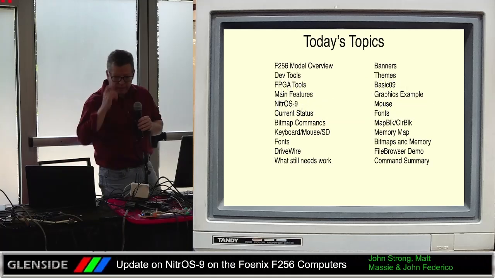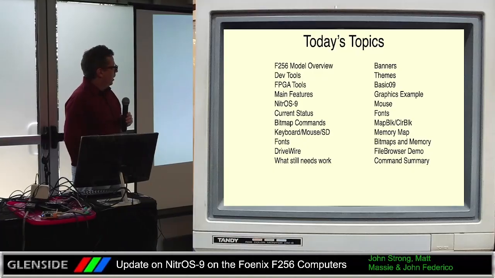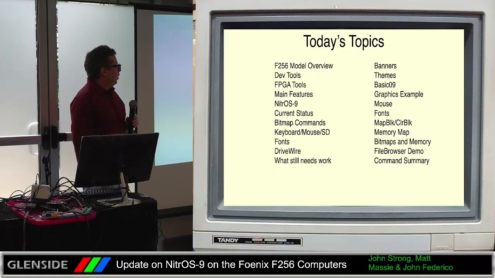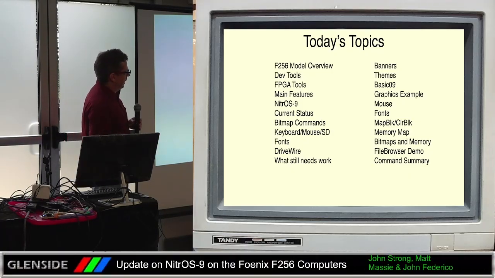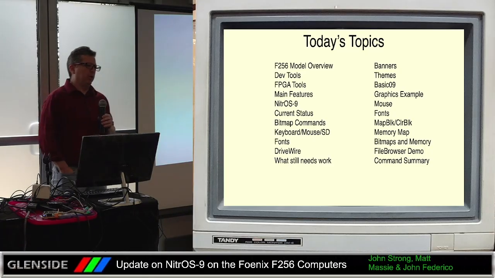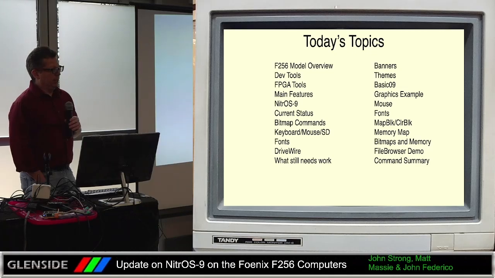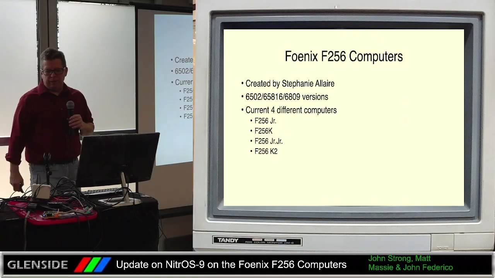And so today's topics, we're going to talk about the model overview for those of you who don't know what the computer is and what features are in it. We're going to talk about some of the dev tools, the FPGA tools you might have to use. Then we'll talk about the main features of the computer, and then we'll talk about NitrOS-9, including the current status and bitmap commands. We'll talk about the keyboard, mouse, and SD card, fonts, DriveWire, and then what still needs work. And then I'm going to turn it over to Matt, who's going to talk about some Basic09 additions that he's done. He's done a lot of work trying to get everything to run in Basic09, and it's been absolutely outstanding.